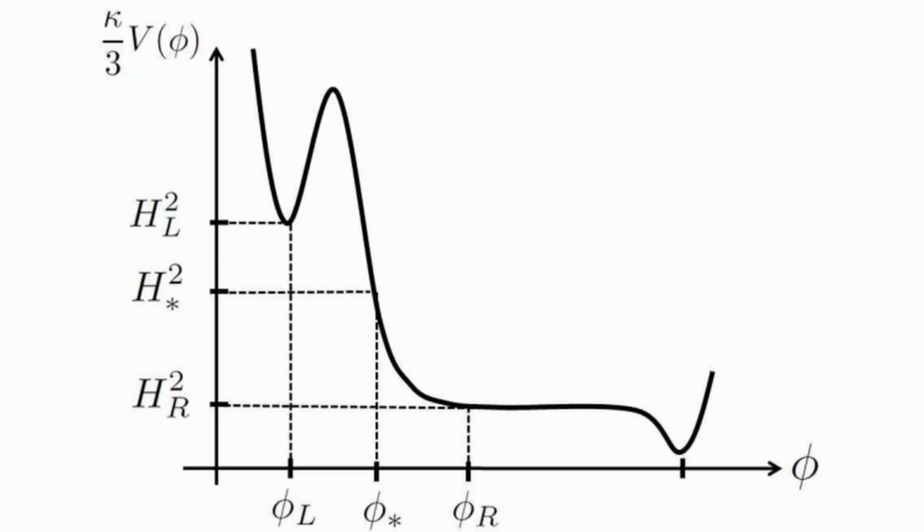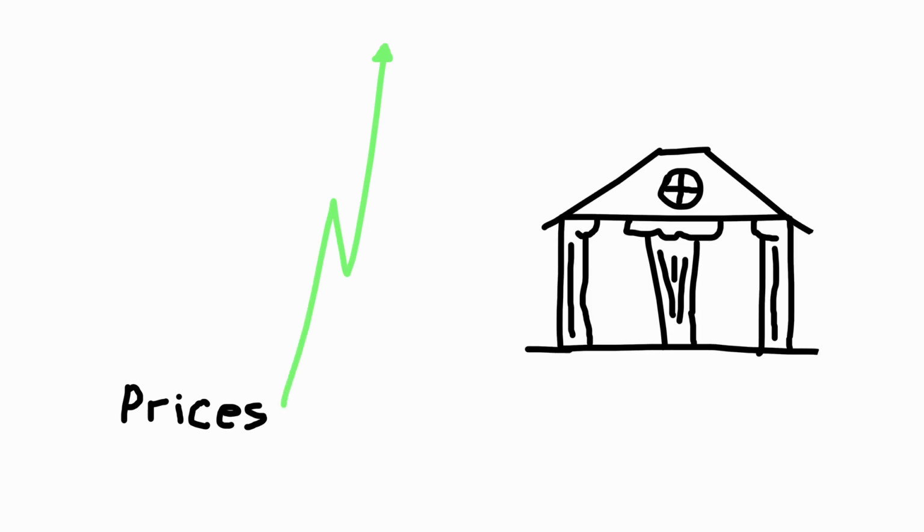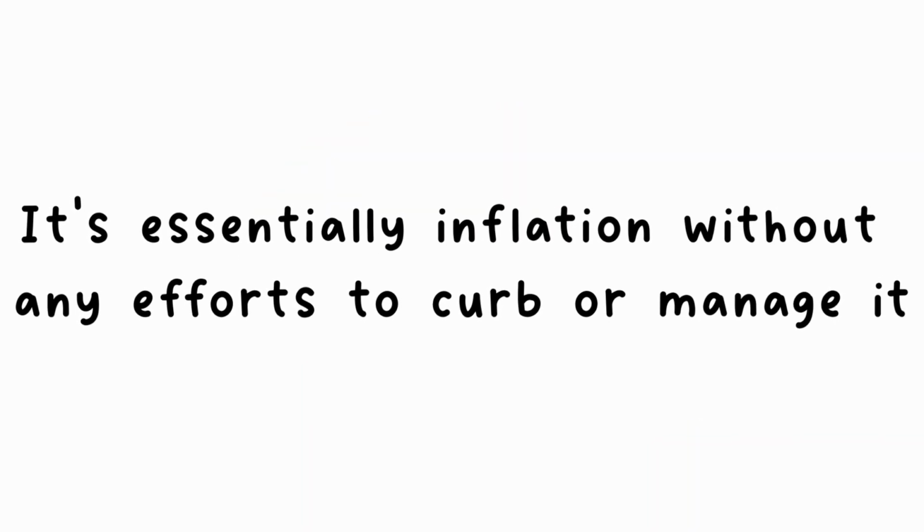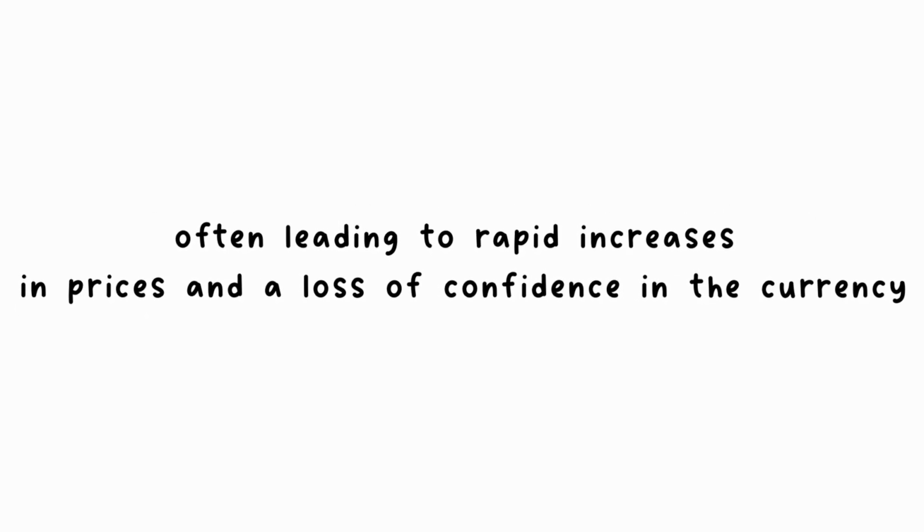Other types of inflation. Open inflation. Open inflation refers to a situation where prices are rising visibly, and the government takes no action to control it. It's essentially inflation without any efforts to curb or manage it, often leading to rapid increases in prices and the loss of confidence in the currency.